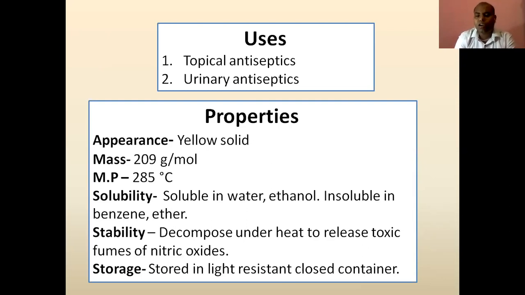The properties of proflavin: it is generally a yellow colored solid. Molar mass is 209 grams per mole. Melting point is 285 degrees centigrade. Regarding solubility, as they are amine compounds, they easily form hydrogen bonds through the nitrogen. So they are soluble in water, as water is a polar solvent, and generally soluble in ethanol.